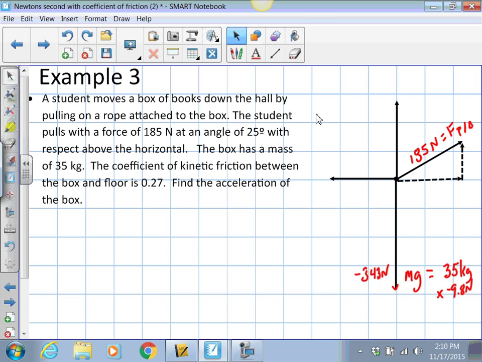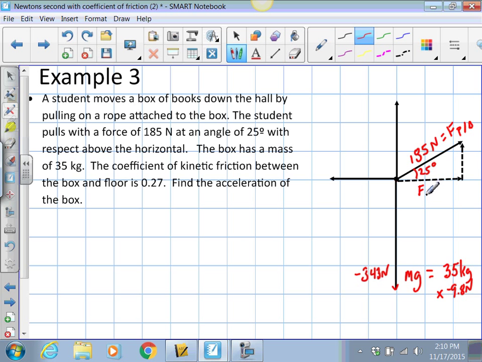All right, so this angle is a 25-degree angle. And we can say that this is force pull on books in the x. This is force, I'm out of room over here, so I'm just going to say force in the y. That's the pull on the books in the y. This is the normal force. And this is force of friction.